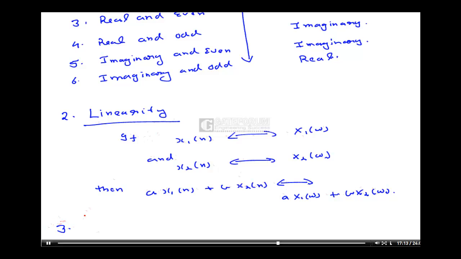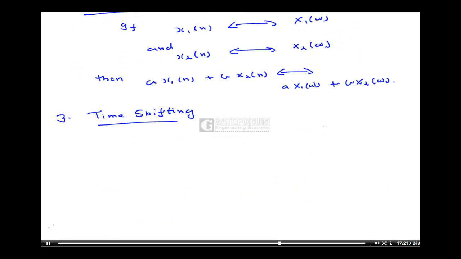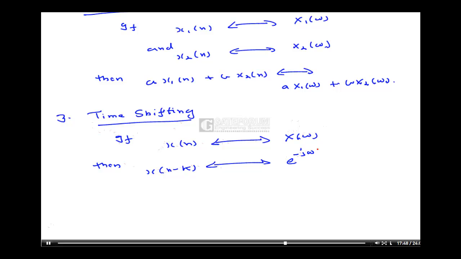Third one will be time shifting. Shift in time will not affect the magnitude spectra. It will only affect the phase spectra. Suppose if I have some sequence x[n] having Fourier transform X of omega, then x[n minus k] will have Fourier transform e to the power minus j omega k X of omega.